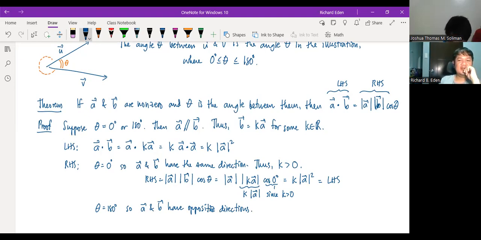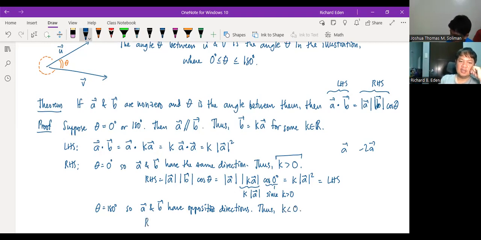Pero yung ano nila yung... So what if you have A and then negative 2A? Diba? But the point is, where earlier, if theta is 0 degrees, so A and B are in the same direction, that means the scalar factor is positive. But then, diba, if you want to reverse the direction of a vector, you multiply it by a scalar which is negative. Thus, k is negative.